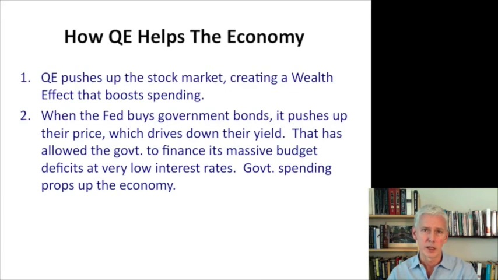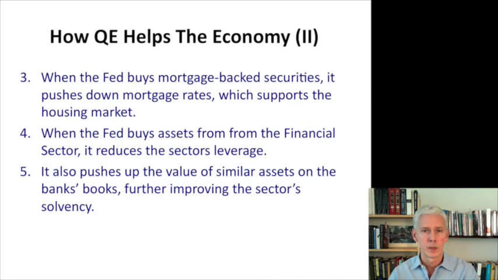So how does that help the economy? First, QE pushes up the stock market, and that creates a wealth effect that boosts spending. Second, when the Fed buys government bonds, it pushes up their price, which pushes down their yield. And that's allowed the government to finance its massive budget deficits at very low interest rates. And the government spending props up the economy. Third, when the Fed buys mortgage-backed securities, it pushes down mortgage rates, and that supports the housing market.